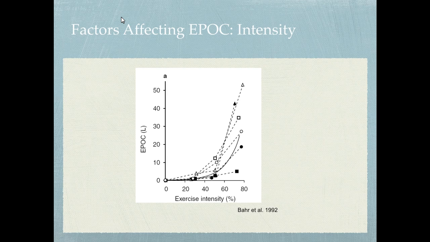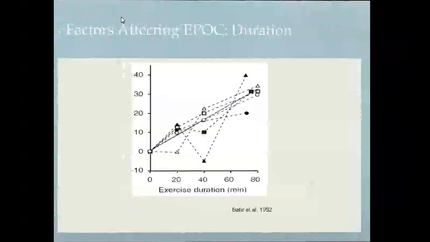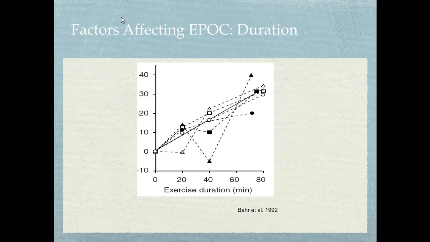So if you look at this, what we can see is that you don't increase your metabolism or excess post-exercise oxygen consumption till about 50-60% of your heart rate max. And then it goes up exponentially, right? So it's a 50 to 60% threshold. Then you go up drastically with every increase in intensity. Also, if you look at duration, the longer you go, the greater the excess post-exercise oxygen consumption.